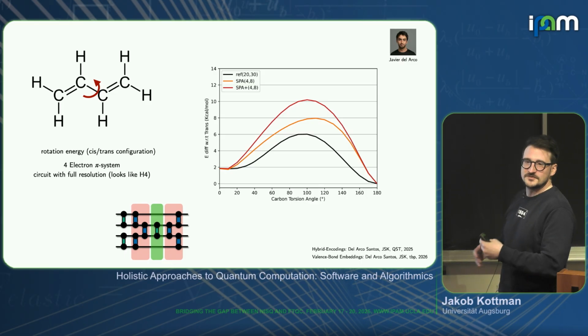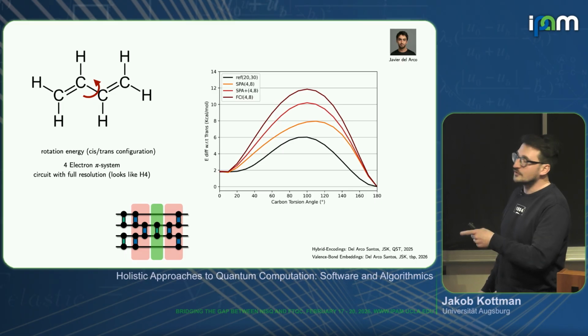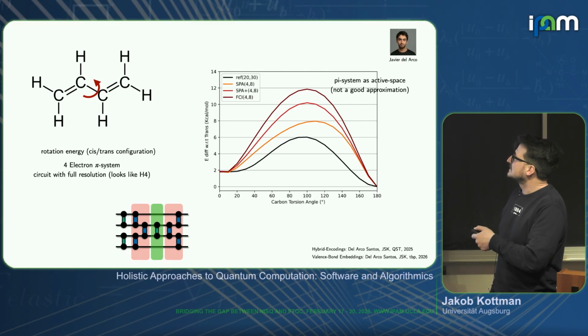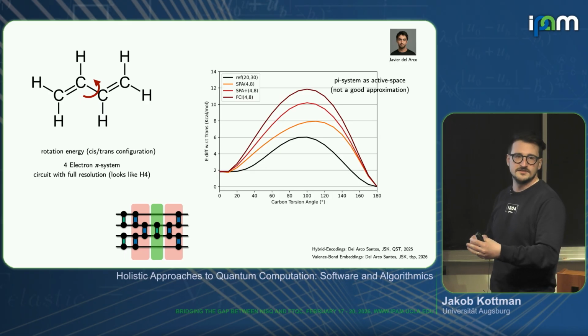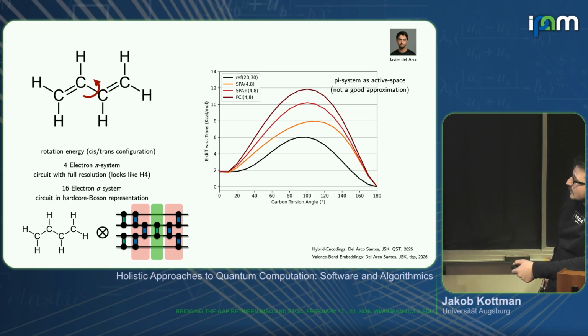If we now take this active space and just do an exact diagonalization on this, we get these lines, it moves even further away from the actual reference energy, which essentially means that it's not a good approximation to just look at the pi system and freeze the rest. So if we now take this sigma framework into account as this product ansatz and use this separable representation here, embedded in a giant circuit in this hybrid encoding, we get the following picture.